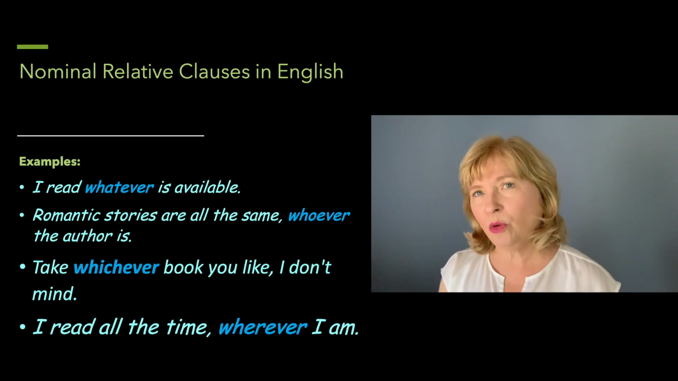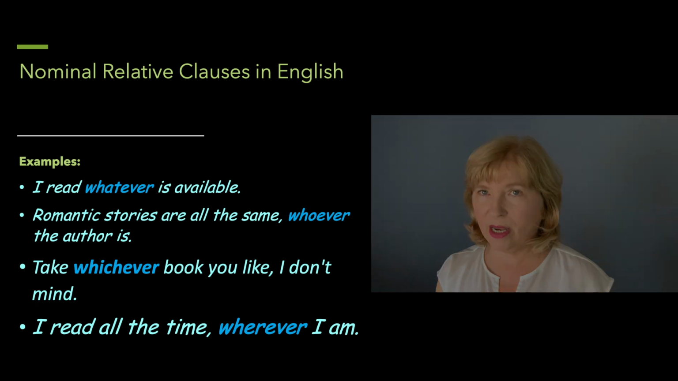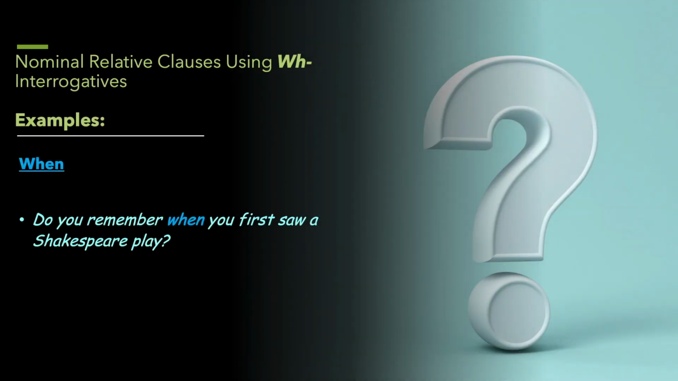Now let's look at those WH interrogatives. We'll start with when. Do you remember when you first saw a Shakespeare play? The relative clause is when you first saw a Shakespeare play. Notice that the relative clause here is a dependent clause. You can't just say when you first saw a Shakespeare play and expect people to understand what you're asking them. It does have a subject and a verb, but all clauses have a subject and a verb. It's when you add a relative pronoun at the beginning of the clause that you make the clause a dependent clause. Relative clauses are always dependent clauses.